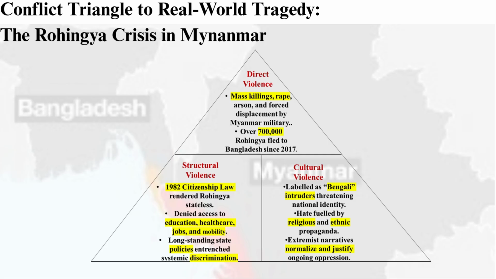Beneath that lies structural violence, the invisible oppression through laws like the 1982 Citizenship Act, that stripped the Rohingya of rights, identity, and access. And finally, cultural violence, the narratives that justify it all, portraying Rohingya as outsiders and threats. True peace means addressing all three layers, not just the surface conflict, but the roots beneath.